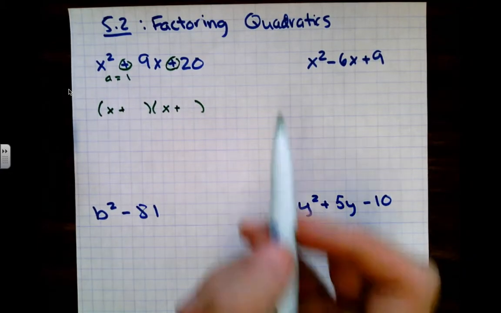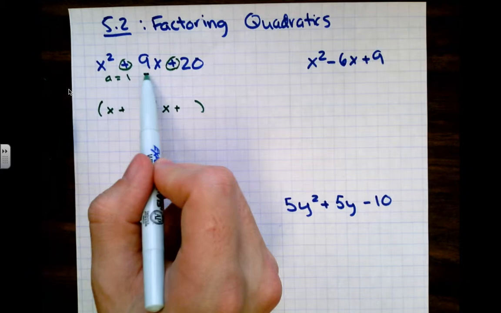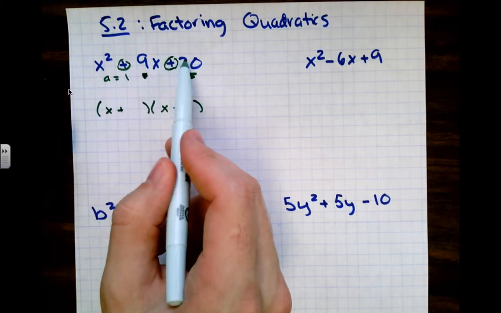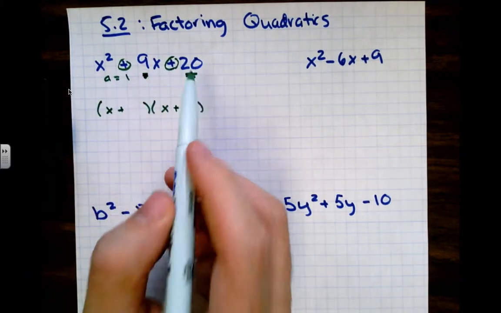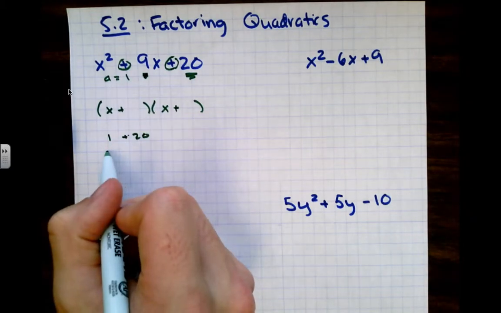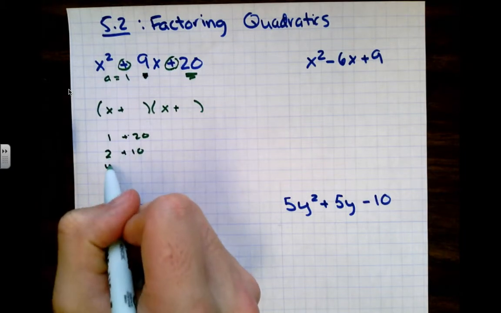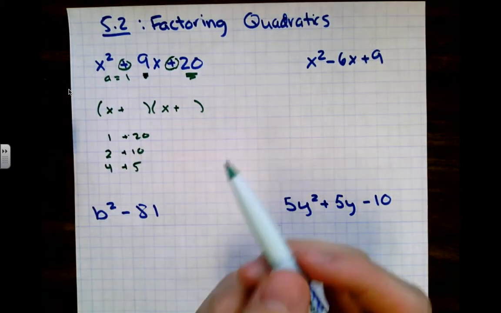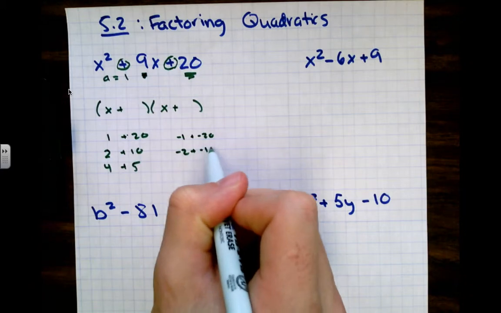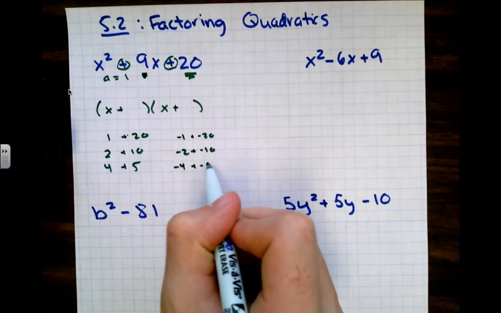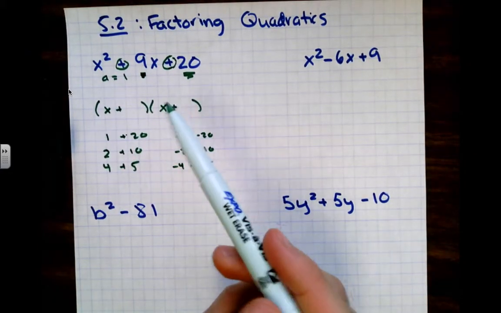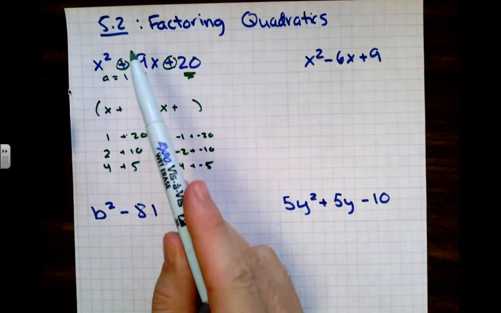Now, what we're actually looking for is 2 numbers that multiply to 20 and add to 9. So what I want to do is list out all the factors of 20. 1 and 20, 2 and 10, 4 and 5, and then also their negatives. So I could say negative 1 and negative 20, negative 2 and negative 10, negative 4 and negative 5. All of these numbers when multiplied together are going to give me positive 20. Now I have to look and see which of these numbers when I add them together is going to give me 9.